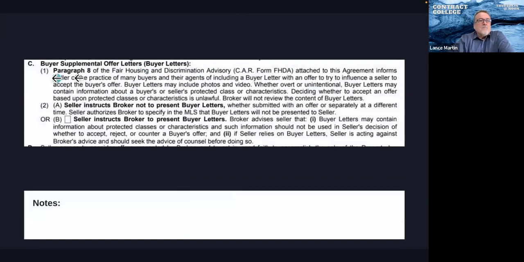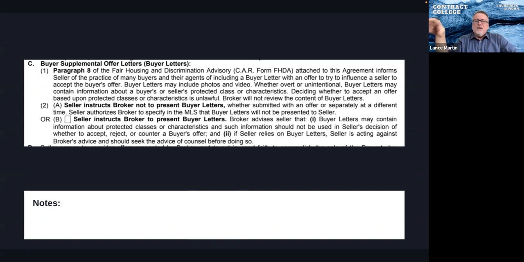Buyer supplemental offer letters. This is relatively new. Back in the old days, it was very common and recommended, a best practice, to have your buyer write a letter. Hey, I'm Mr. and Mrs. Smith. We've got 2 kids and a dog, and we really want your house, Mr. and Mrs. Seller, and grandma lives across the street, and we want to go to the school, and all the rest of that sort of stuff.